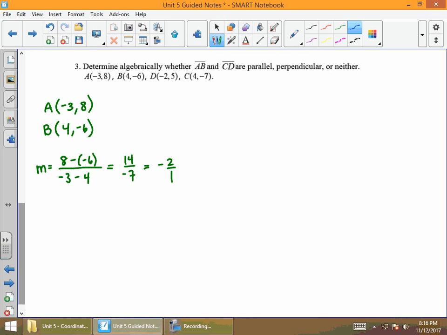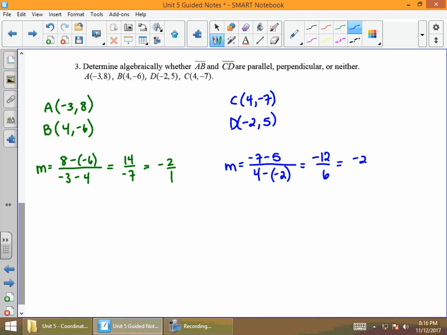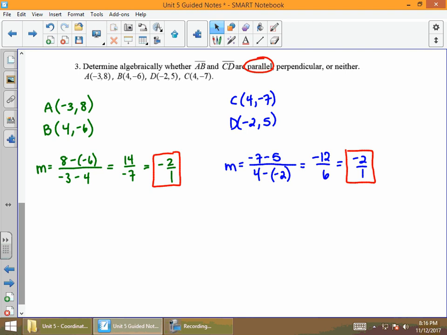CD. C is at 4, negative 7. D is at negative 2, 5. So this slope, again, y's over x's, is negative 7 minus 5 over 4 minus negative 2. Negative 7 minus 5 is negative 12. 4 minus negative 2 is 6. This reduces to negative 2 over 1. So now I just compare my two slopes. Negative 2 over 1 and negative 2 over 1 are exactly the same. So these two lines are parallel. AB is parallel to CD.